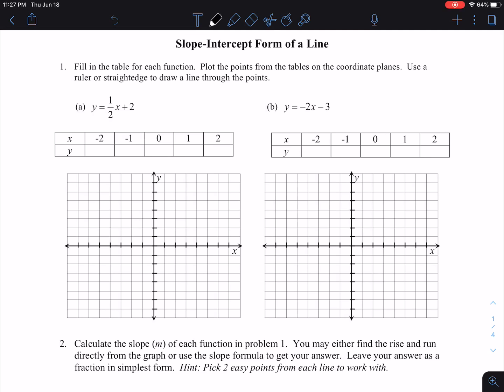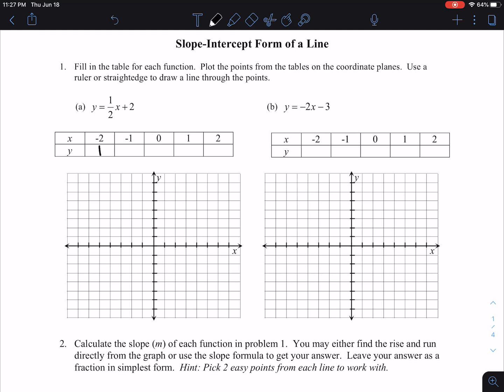Hey everyone, it's Mr. Carr again, and today we're going to be looking at what's called the slope-intercept form of a line. To help us with this, we are going to do these two examples pretty much at the same time. I'm going to start with filling out this table using all of my x's and plugging them in there. So if I have 1/2 times a negative 2, that's a negative 1, plus 2 is 1.